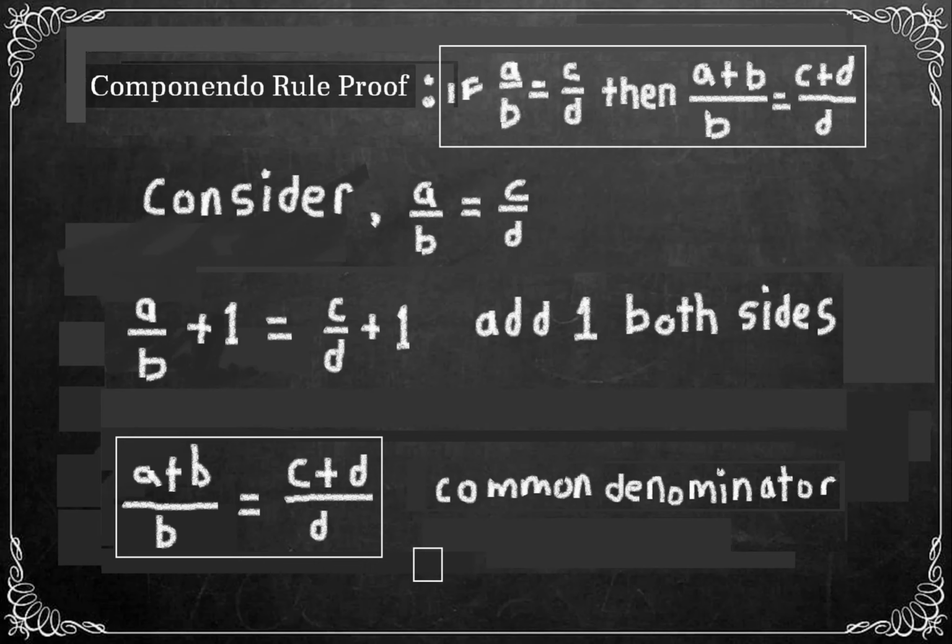To prove an if-then statement, the if is the hypothesis. We have to prove the then is true. Then consider the following ratio equality. Then add 1 to each ratio. Next, find common denominators. We get a plus b over b equals c plus d over d, which is what we wanted to show.